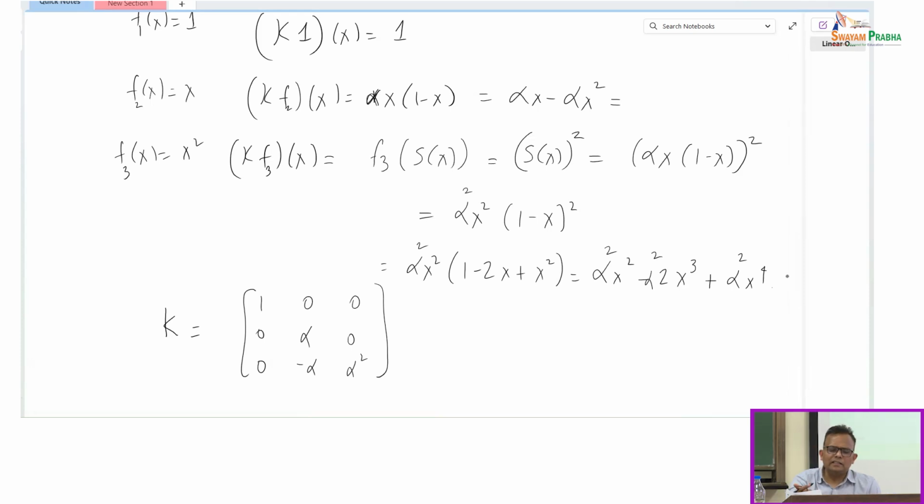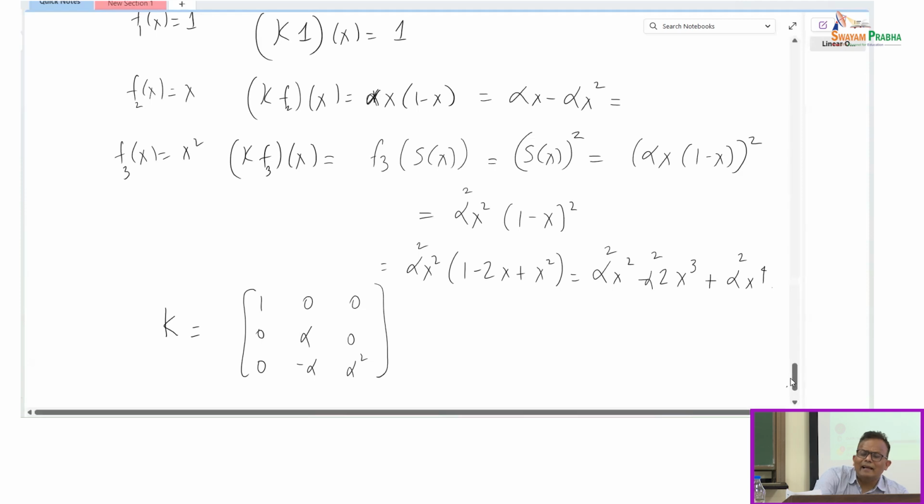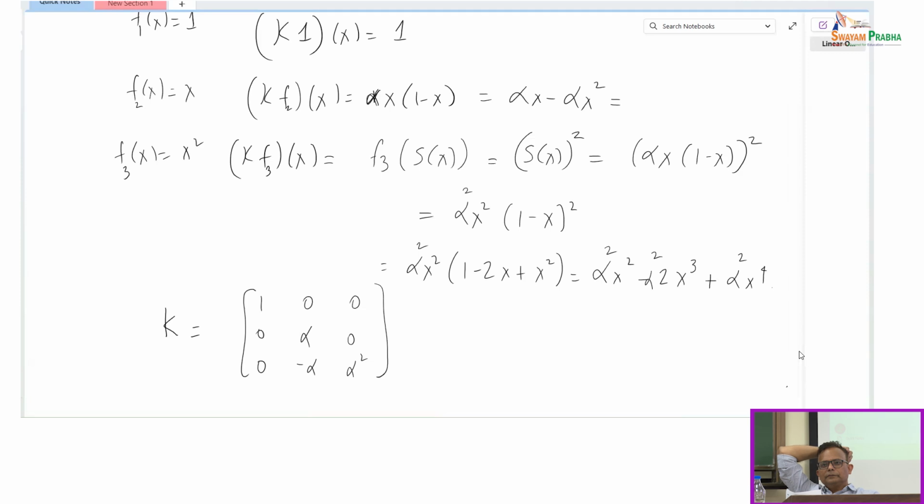So this is just a finite dimensional representation of the Koopman in this finite basis of 1, x and x square.